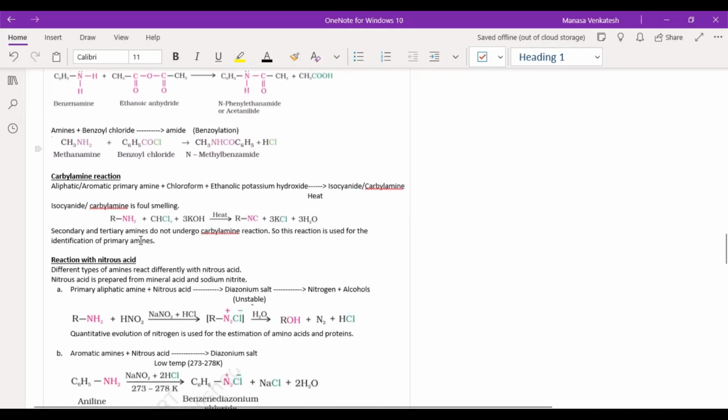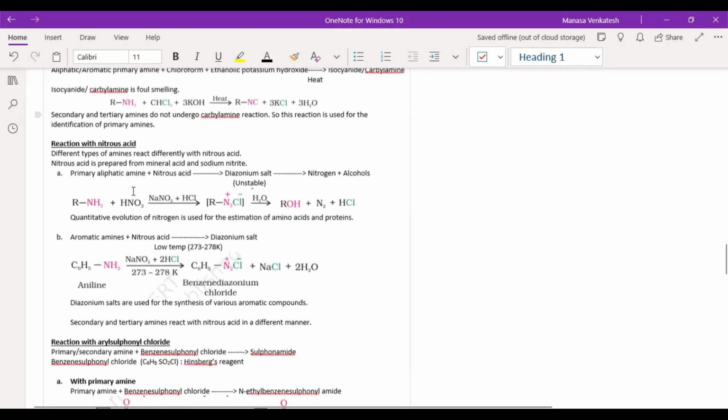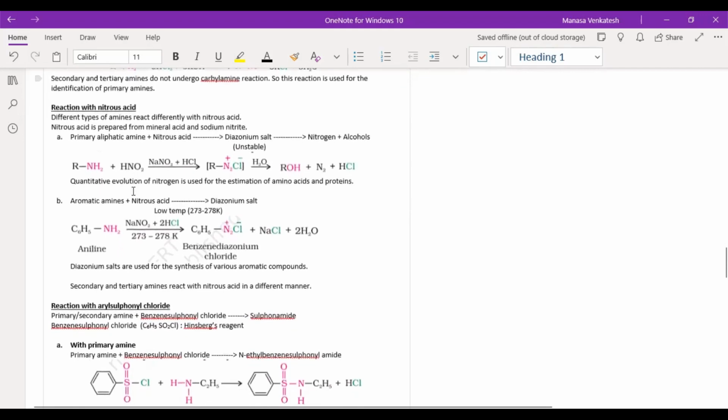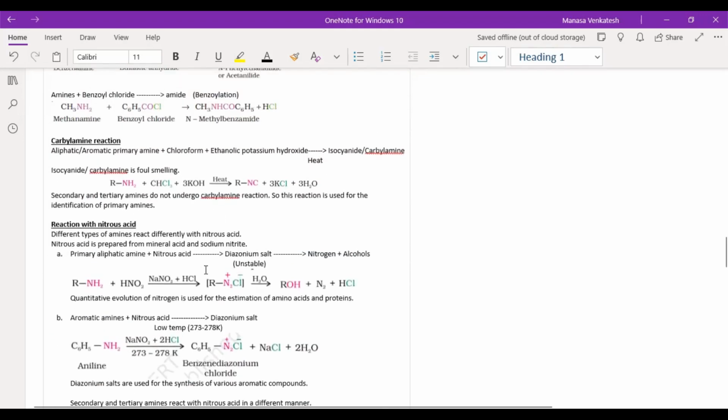The next reaction we're going to be studying is the carbylamine reaction. Now carbylamine, and the reactions with nitrous acid as well as with aryl sulfonyl chloride, are used for us to differentiate between primary, secondary and tertiary amines. So the carbylamine reaction is observed only in primary amines. This is not observed for secondary or tertiary, it's only for primary.